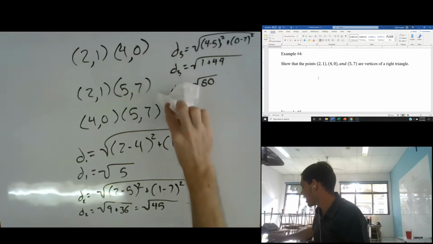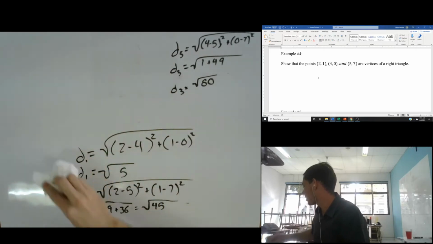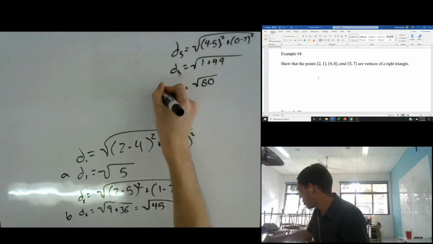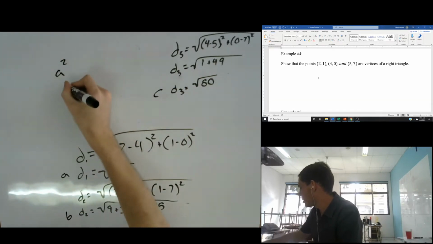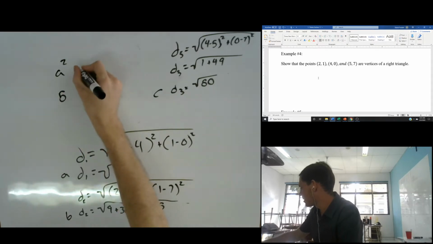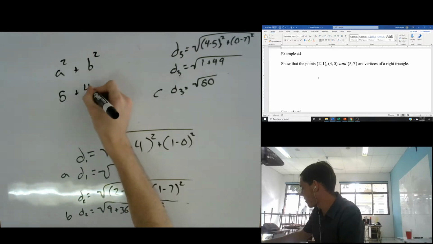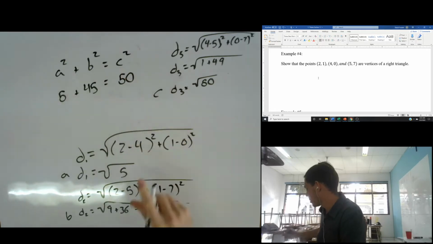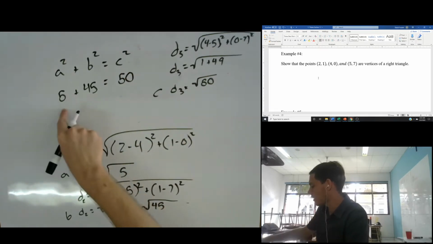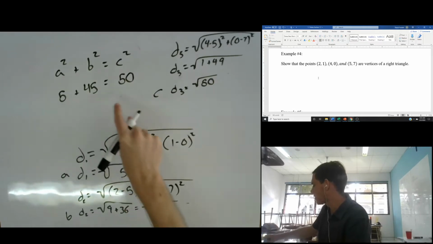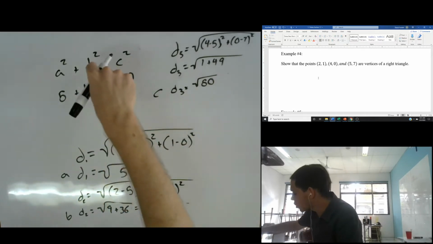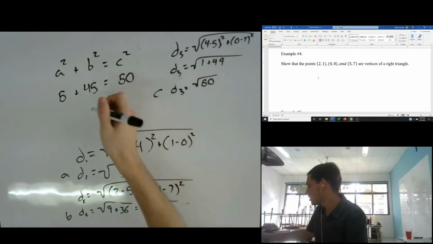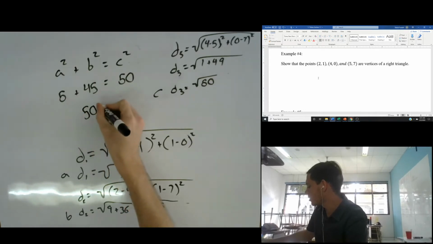So what do we check? We check the Pythagorean theorem. D1 I'm going to call A, this B, and this C. So A squared is 5, plus B squared is 45, equals C squared, and C squared in this case is 50. So notice, the square root of 5 squared is 5, the square root of 45 squared is 45, and the square root of 50 squared is 50. We add it together, we get 50 equals 50.